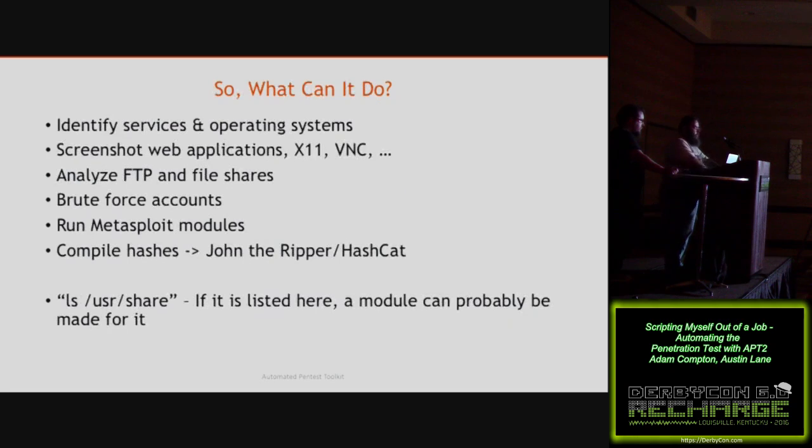So just a quick little rundown before I hand off to Austin here. What can it do? Right now it can go out, identify services, systems, screenshot, whatever, any user interface item it sees, GUI interface, whether it's X11, VNC, web apps, things of that nature. If it finds file shares on the network, can it gain access? Yes? Okay, fine. Search through there, look for interesting files and report on them.